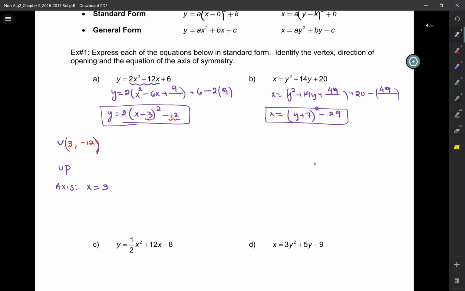Okay, so what's the vertex? -7 and -29. We switch when it's in the parentheses and it's squared, right? So we switch the sign. What about the direction of the opening? Up, down, right, left? To the right. So that means it's a horizontal axis of symmetry, so it's going to be y equals -29.